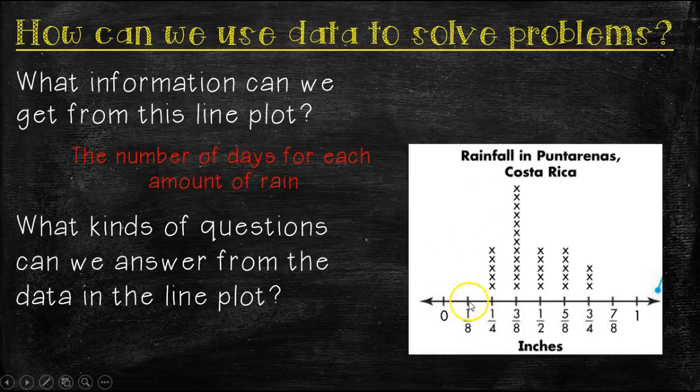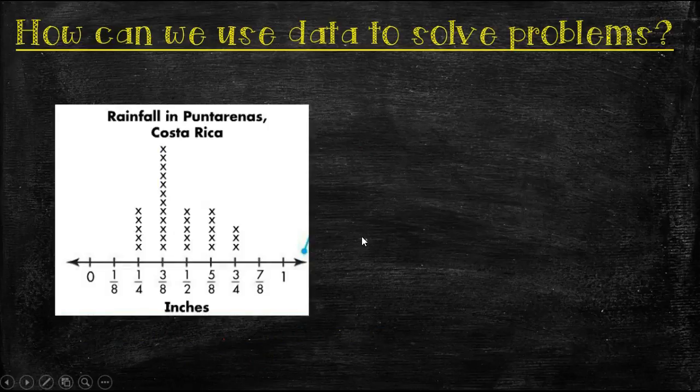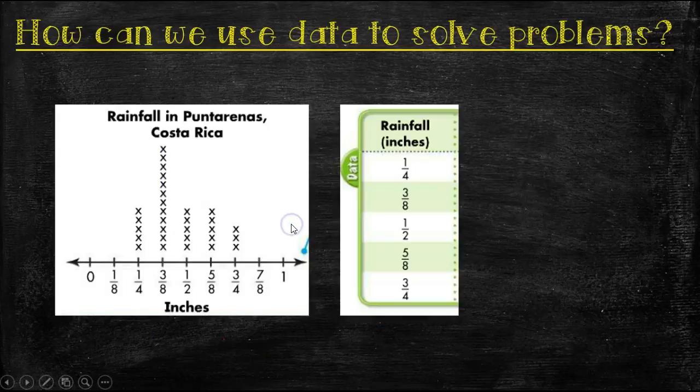What kinds of questions can we answer from the data in the line plot? Well, if we wanted to, we could find the total amount of rain in this entire month. And that is what we're going to work on today. So again, we have our same line plot. The first thing we're going to do is make our data a little bit more readable by putting it into a frequency table.